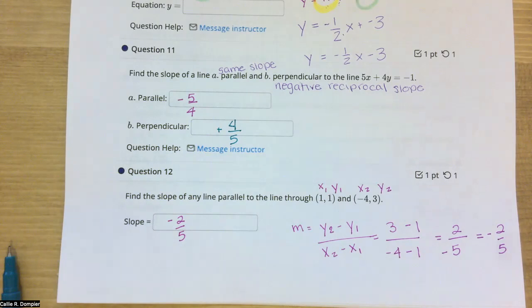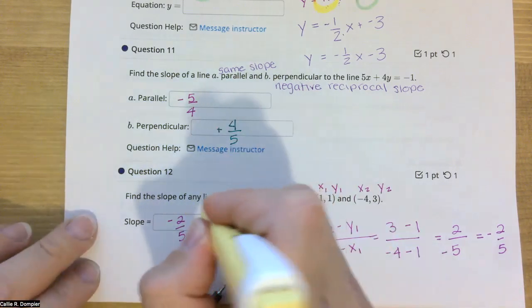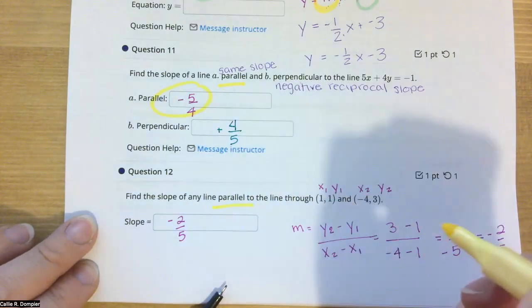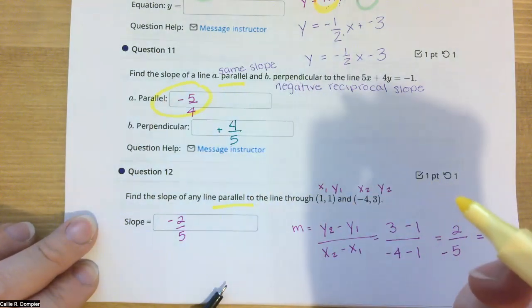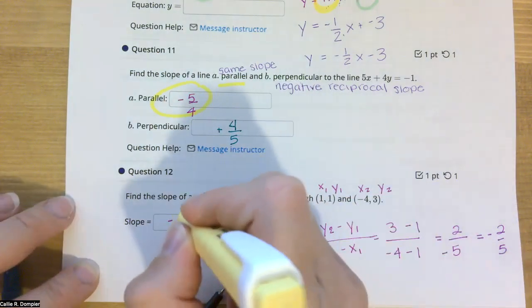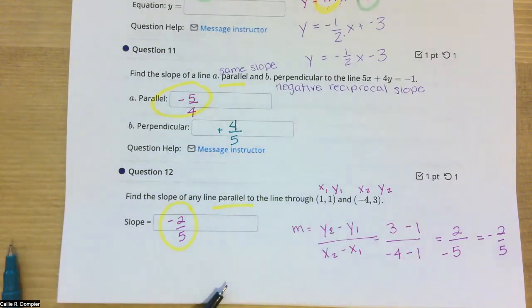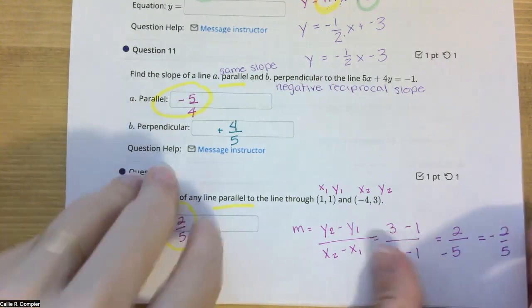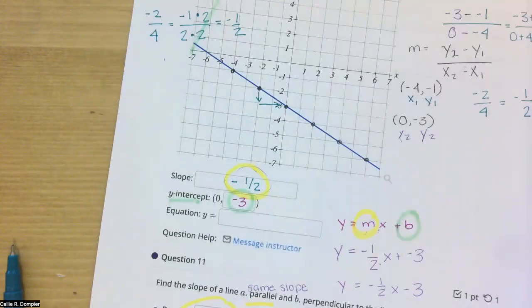A parallel line to -2/5 is also going to have the slope of -2/5. You do not change anything for the parallel. Parallel, parallel, right? There's no change. If you were asking for the perpendicular, then you would flip it and make it positive. But they're just asking for parallel, the same.